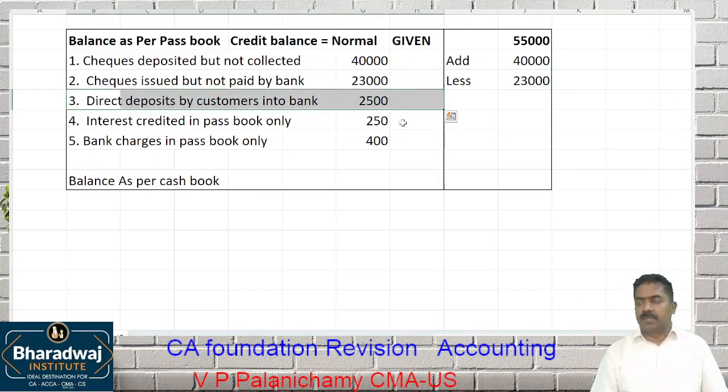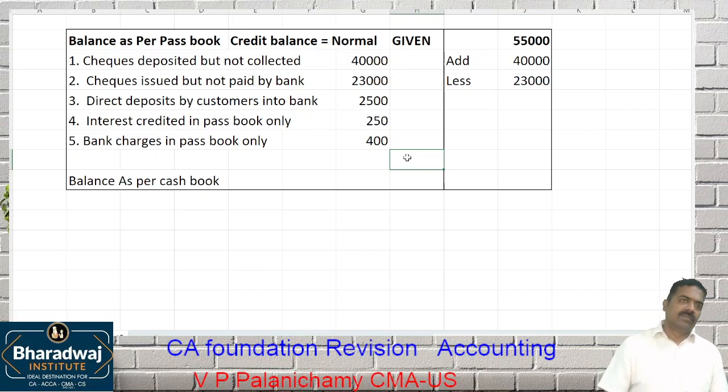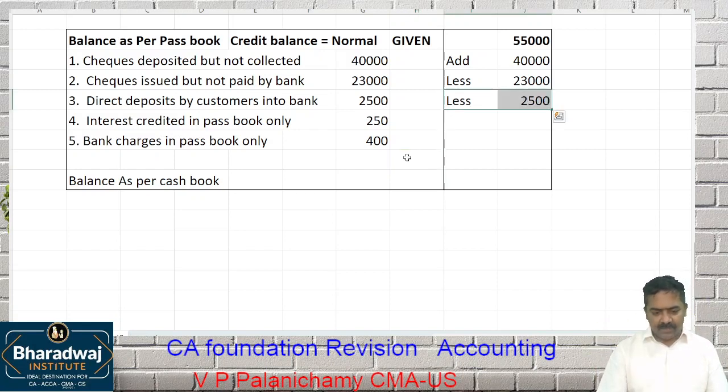Direct deposit by customers into bank. We have received the money. Banker, we have received the money. We have added the balance. Whether the customer has added the balance? No. What to do? Minus.